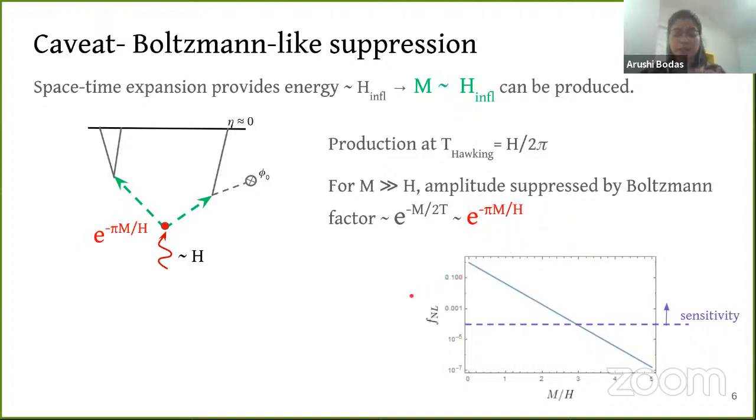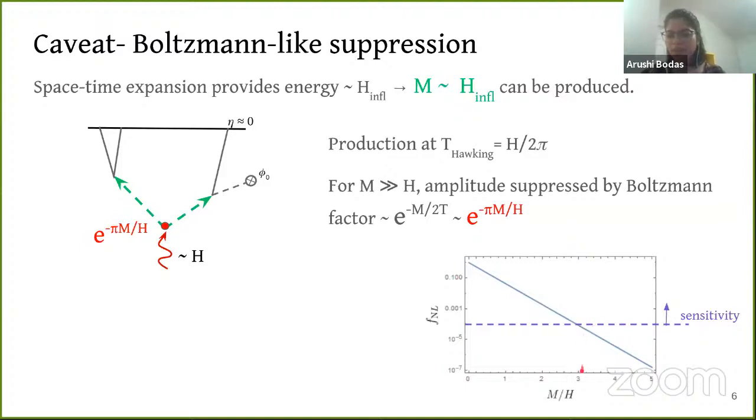To give you an idea of how quickly this exponential suppression kills us, in this plot I'm showing on the x-axis the mass of this heavy field as compared to the Hubble scale during inflation, and some kind of measure of the 3-point function. And to give you an idea, with some very futuristic experiments, we have sensitivity above this line.